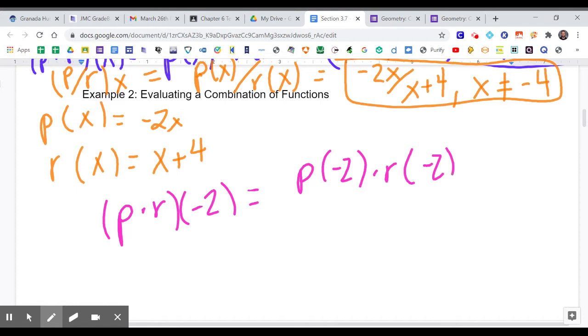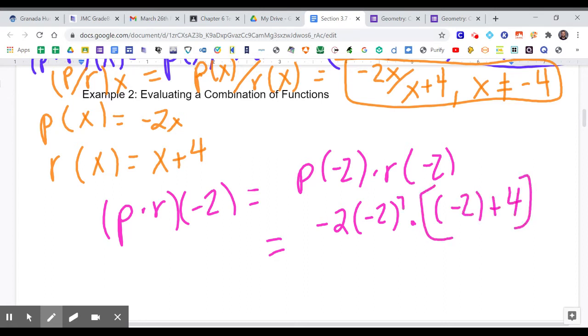So if we think about that, I'll just keep writing down. So P, remember, would be negative 2 times negative 2 times, and then we would be doing negative 2 plus 4, right? Because we're looking at the two functions separately. And so negative 2 times negative 2 would be a positive 4 times, and then negative 2 plus 4 would be 2. And so then we'd end up getting 8.